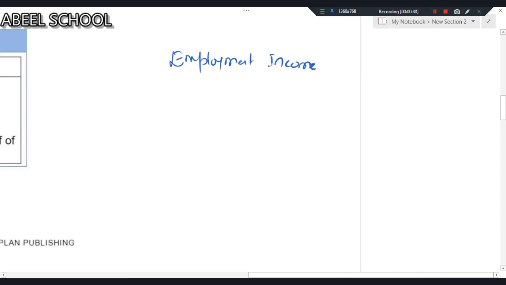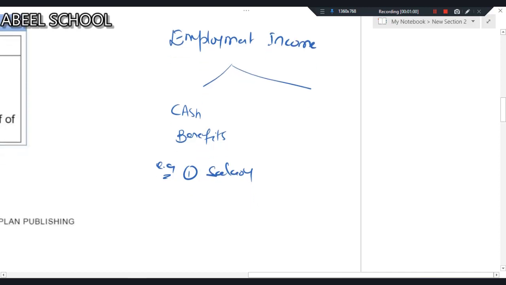But basically the employment income consists of two things. One is, I would say, cash benefits. Let me give you the examples of cash benefits. For example, salary. Obviously, salary is one of the biggest benefits of being an employee. If you're not getting salary, then you should not be working. Second is bonus. If your employer is kind enough towards you, you'll be getting a bonus as well. So these are the two examples of cash benefits.